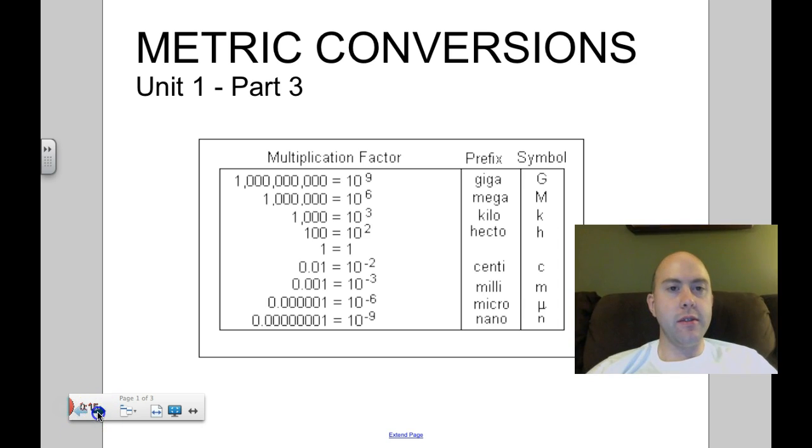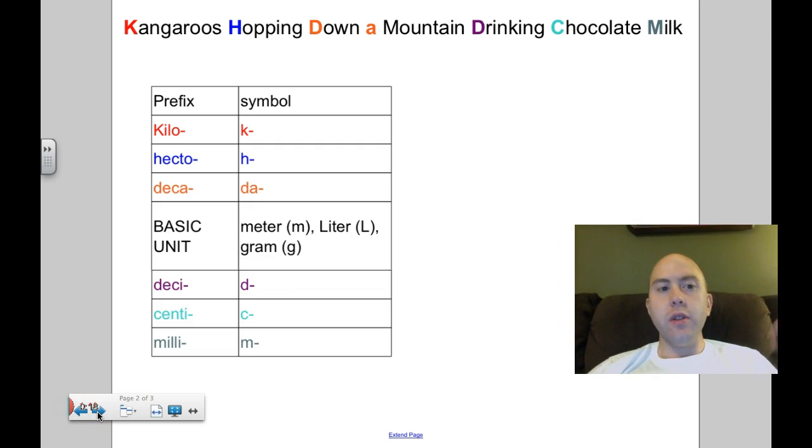We have kilo, hecto, deca, a basic unit like your liters, grams, meters, seconds. There's many different basic units. Deci, centi, and milli. And the easiest way to remember the correct order is there's an old saying I learned when I first started teaching, and that is kangaroos hopping down a mountain drinking chocolate milk. So the kangaroos, K is for kilo, H, hopping, the H is for hecto, down a, go together, that's deca.